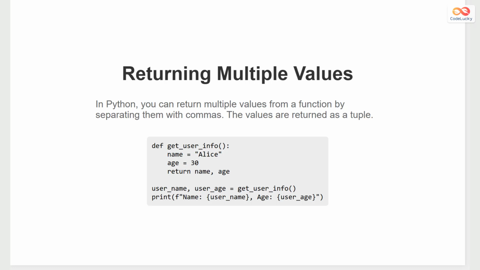What if you need to return more than one value from a function? In Python, you can do this by simply separating the values with commas in your return statement. When you do this, the function will return the values as a tuple, which you can then unpack into separate variables, as shown here.